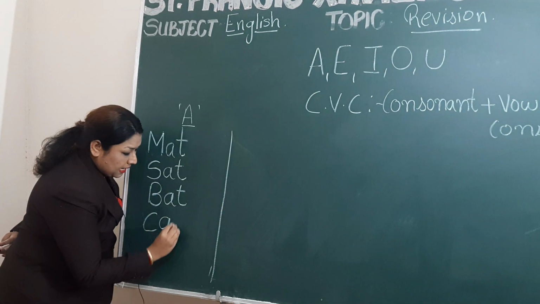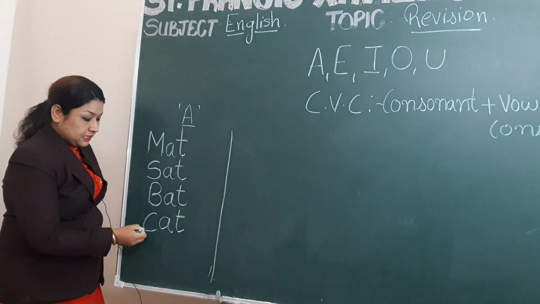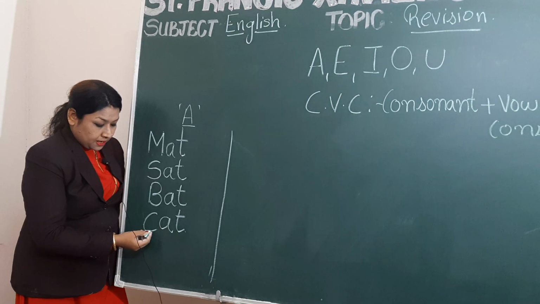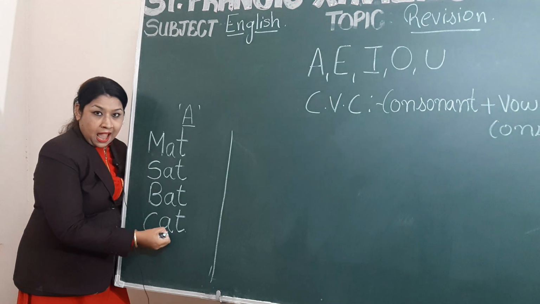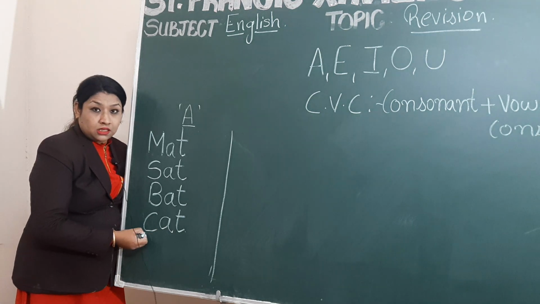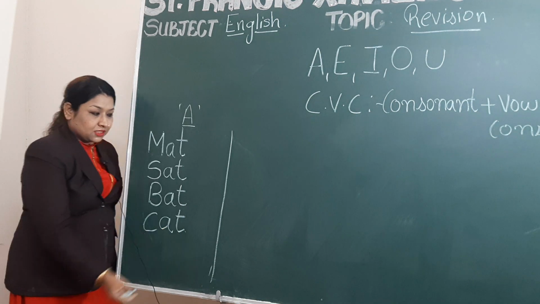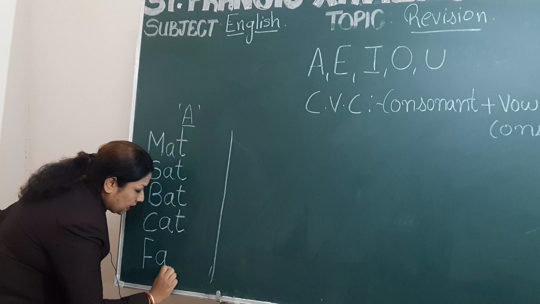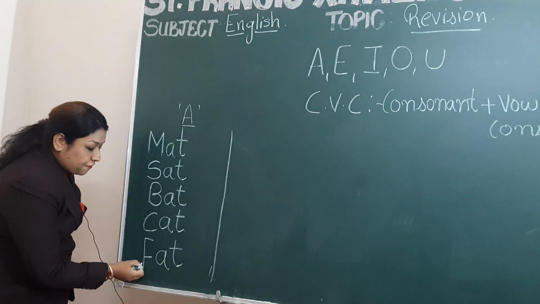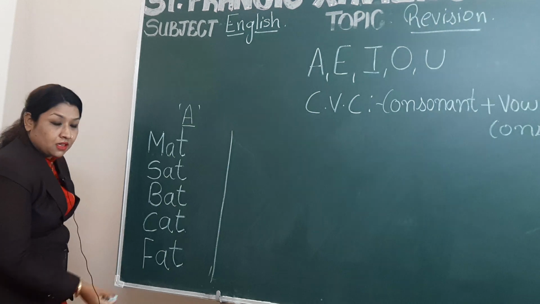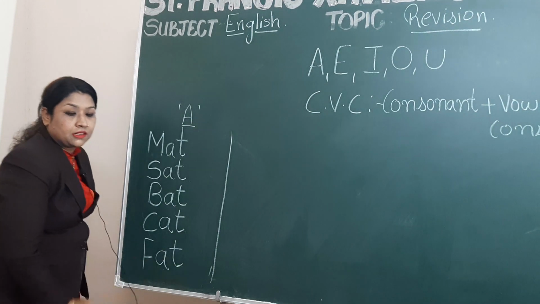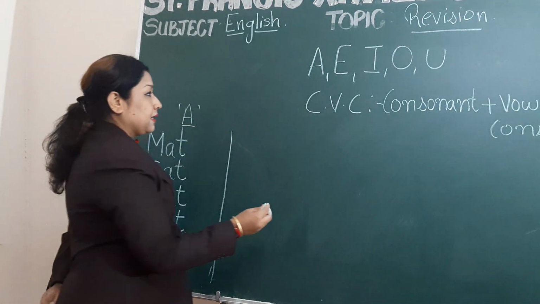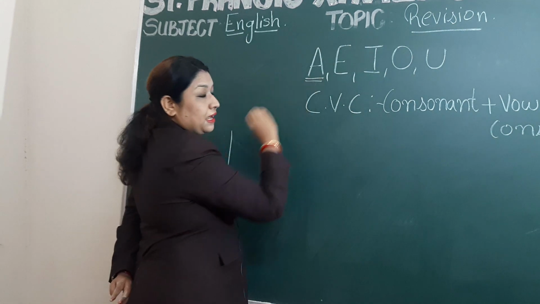C A T, cat. The phonic sound of this word is c a t, cat. Next, F A T, fat. F A T, fat. Okay, we finish with the A sound.